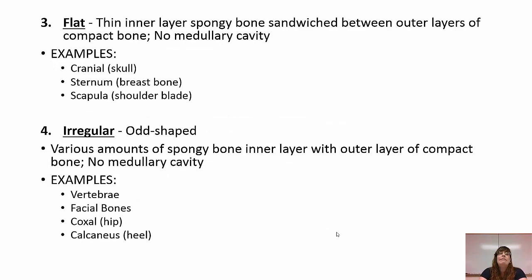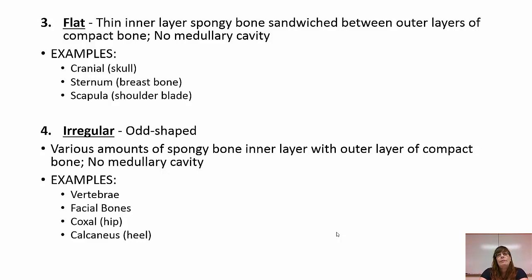Flat bones have a thin layer of spongy bone sandwiched between two layers of compact bone. Again, no medullary cavity. You're going to find these in your skull, the sternum, which is your breastbone, and the scapula, which is your shoulder blade.